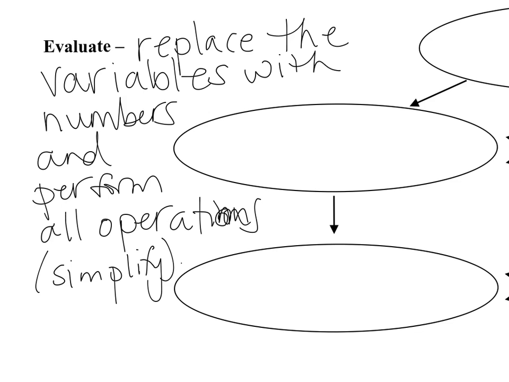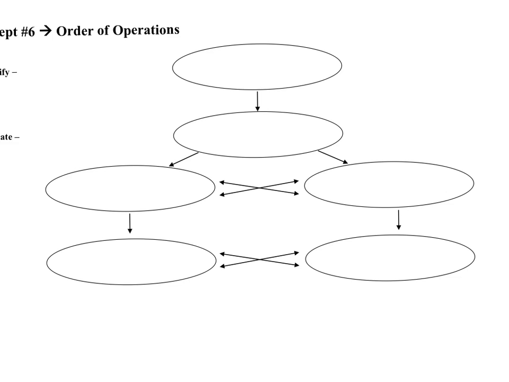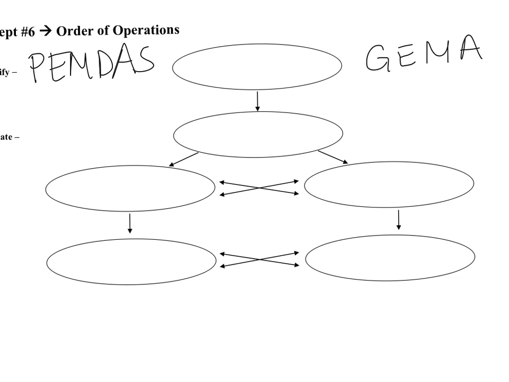Now, the order of this is important. You do have to go in an exact order. The order of operations is simply this. You may have heard already of PEMDAS, an acronym that tells you what order to go in. And sometimes when you get to high school, I've heard them also call it GEMA. We'll talk about what both of those mean.